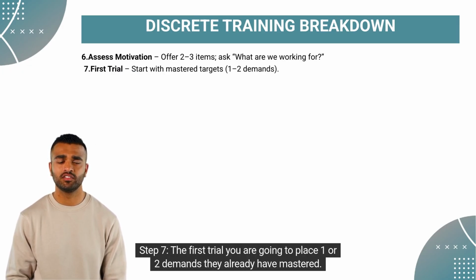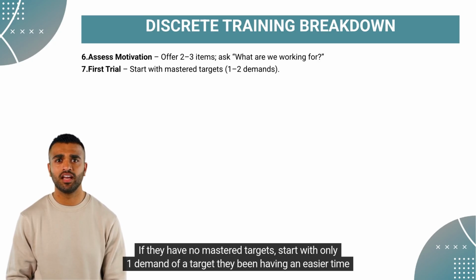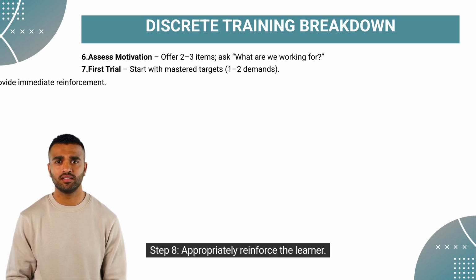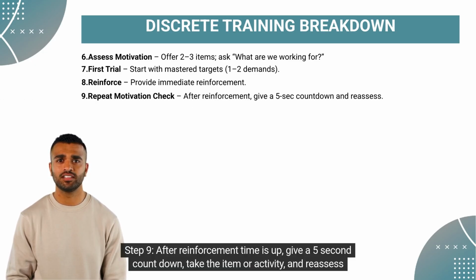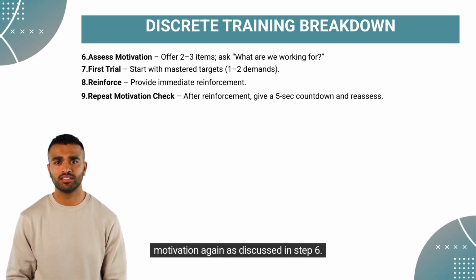Step 7: For the first trial, you are going to place 1 or 2 demands they have already mastered. If they have no mastered targets, start with only one demand of a target they've been having an easier time with. Step 8: Appropriately reinforce the learner. Step 9: After reinforcement time is up, give a 5-second countdown, take the item or activity, and reassess motivation again as discussed in Step 6.